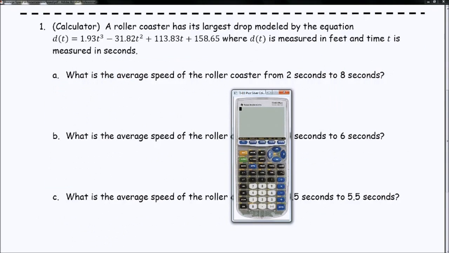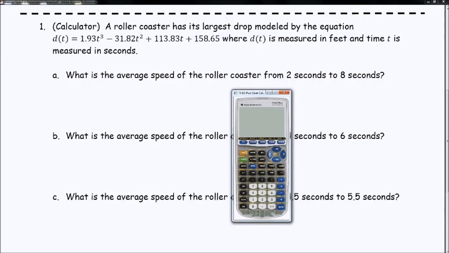Number one: a roller coaster has its largest drop modeled by the equation d of t equals 1.93 t to the third minus 31.82 t squared plus 113.83 t plus 158.65, where d of t is measured in feet and time is measured in seconds.